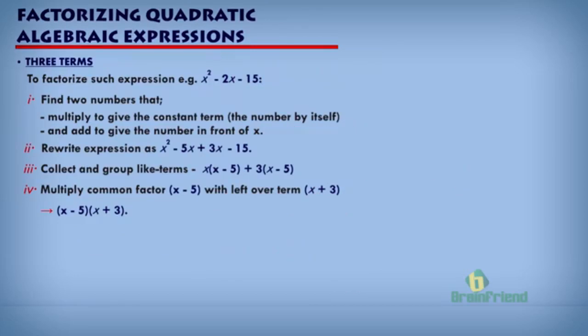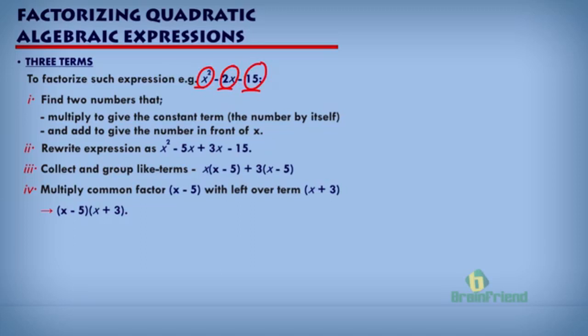Now we'll deal with quadratic expressions that have 3 terms. So far we've dealt with quadratic expressions that have 2 terms. Now we'll look at quadratic expressions that have 3 terms. To factorize such expressions, take for instance x squared minus 2x minus 15. How many terms do we have? 1, 2, 3. We have 3 terms. X squared minus 2x minus 15.